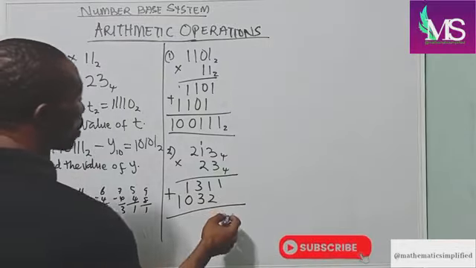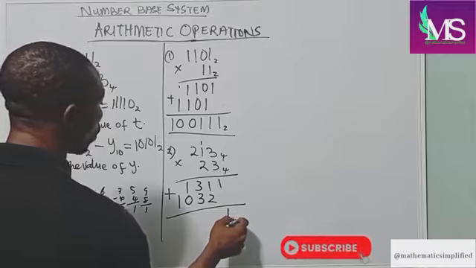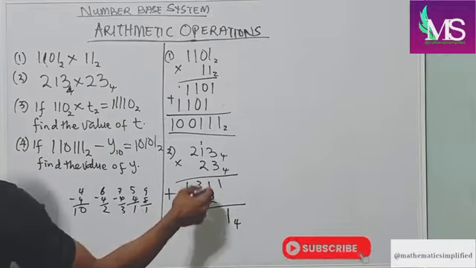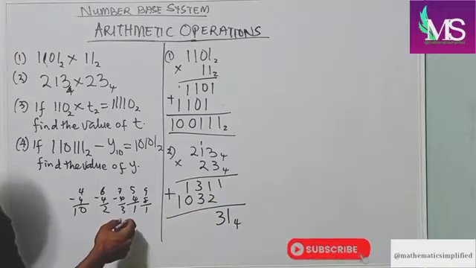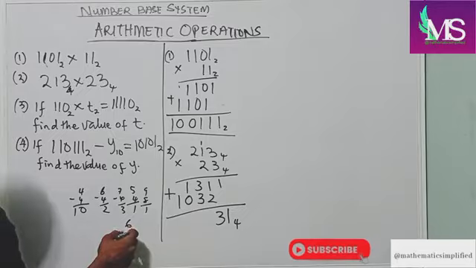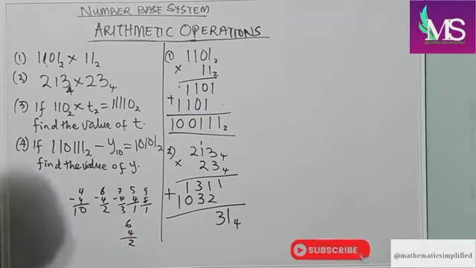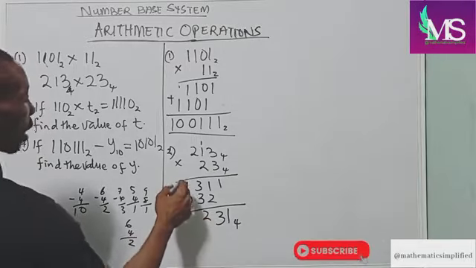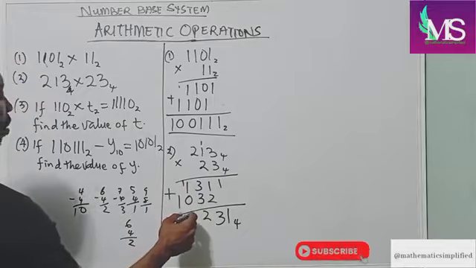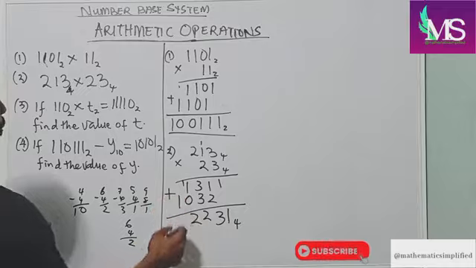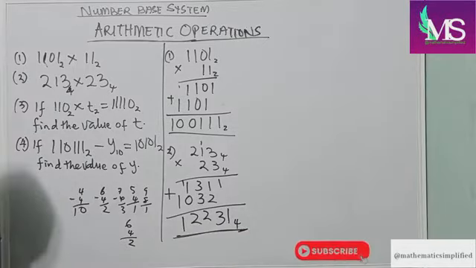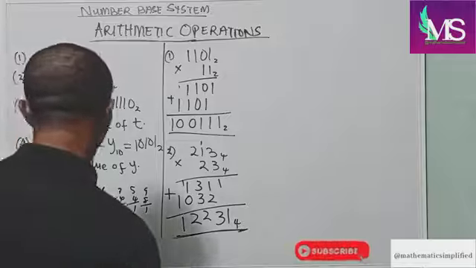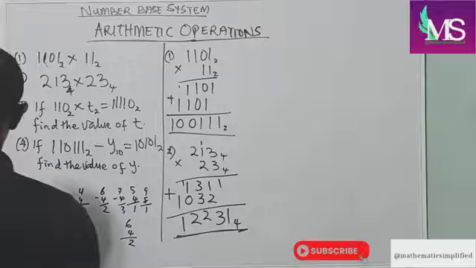Okay, 1 plus 0 is 1. Remember, it's in base 4. 2 plus 1 is 3. 3 plus 3 is 6, right? Subtracting 4 from it, we have remainder 2, carrying 1, 2, carry 1, 1 plus 1 is 2, and 1 plus 0 is 1. So our answer in base 4 becomes 1, 2, 2, 3, 1, base 4.